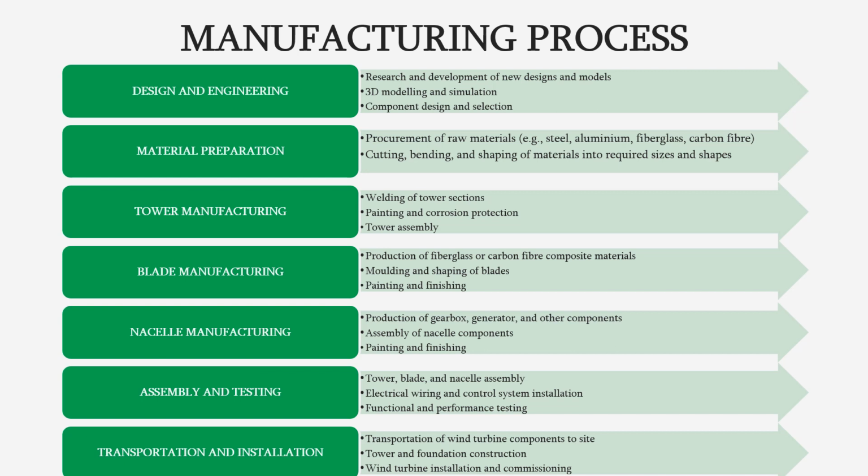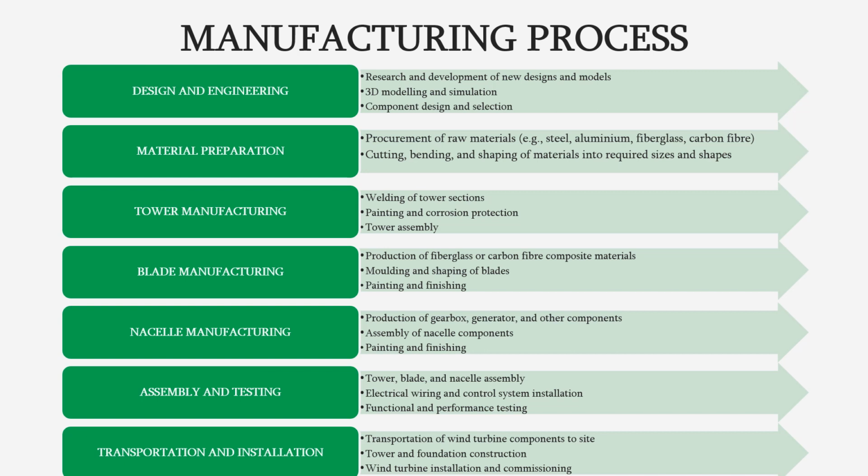Blade production. Wind turbine blades are typically made of fiberglass and carbon fiber reinforced plastic. The production process starts with the creation of a mold for the blade. The mold is then used to lay up the composite material, which is typically done by hand. Once the composite materials have cured, the blade is trimmed, finished, and inspected.